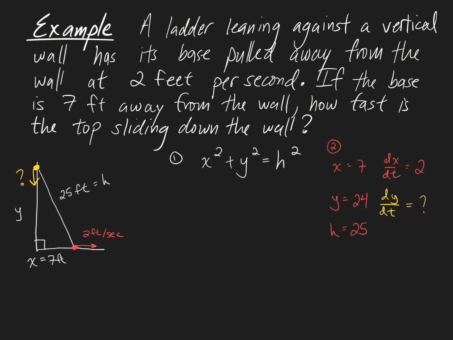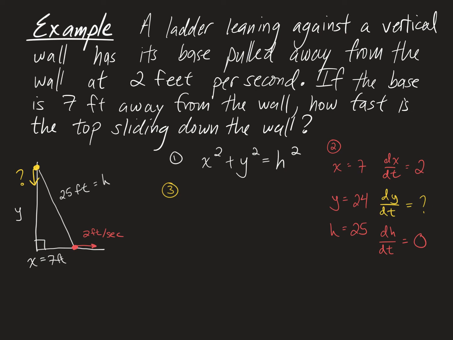And dh/dt we know, even though it might not be given in this scenario. This is the length of the ladder. The length of the ladder is not changing. The length of the ladder stays 25 feet the whole time it's being pulled away from the wall. So that means the rate at which the length of the ladder is changing is 0. Now that we know this, we can go ahead and move to the derivative of this equation.